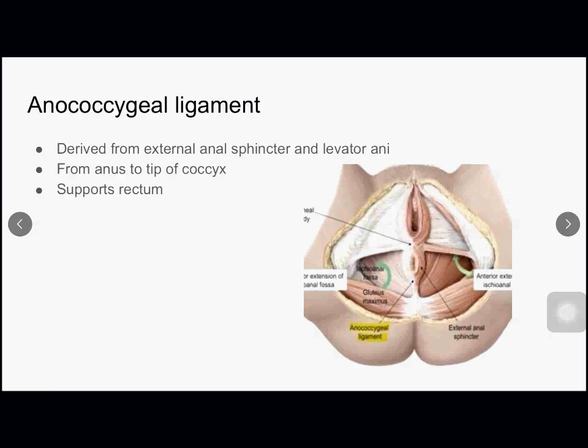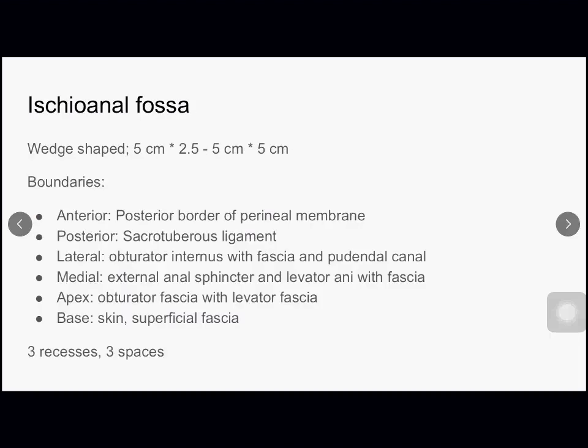Then about the anococcygeal ligament: it is derived from the external anal sphincter and the levator ani muscle. It extends from the tip of the coccyx to the anus. The function of this is to support your rectum. So this is regarding the first part.